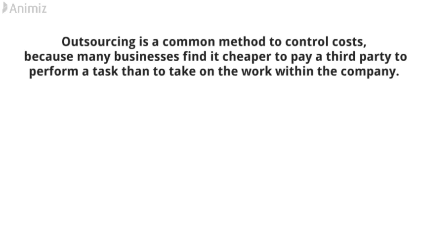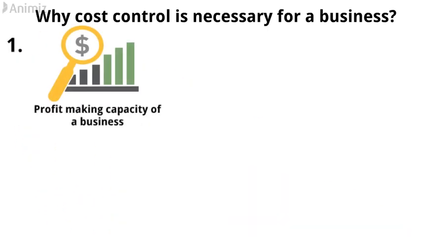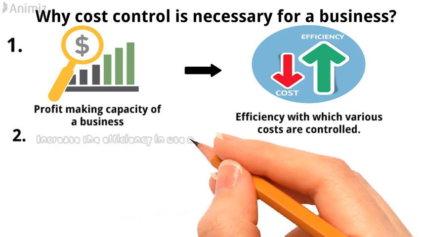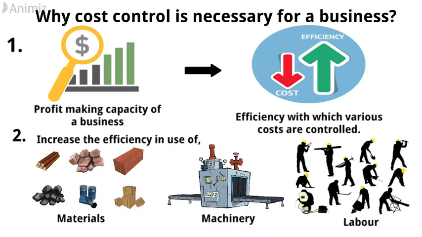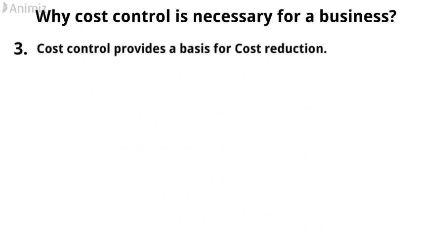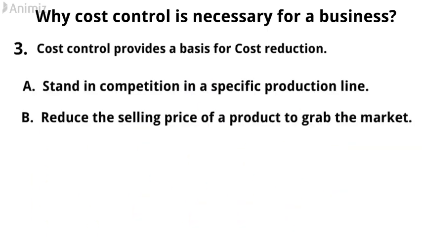Now move on to, why cost control is necessary for a business. 1. Profit-making capacity of a business is guided by the efficiency with which various costs are controlled. 2. Cost control leads to increased efficiency in the use of material, machinery and labor. 3. Cost control provides a basis for cost reduction. Cost reduction is necessary in order to stand in competition in a specific production line, and reduce the selling price of a product to grab the market.